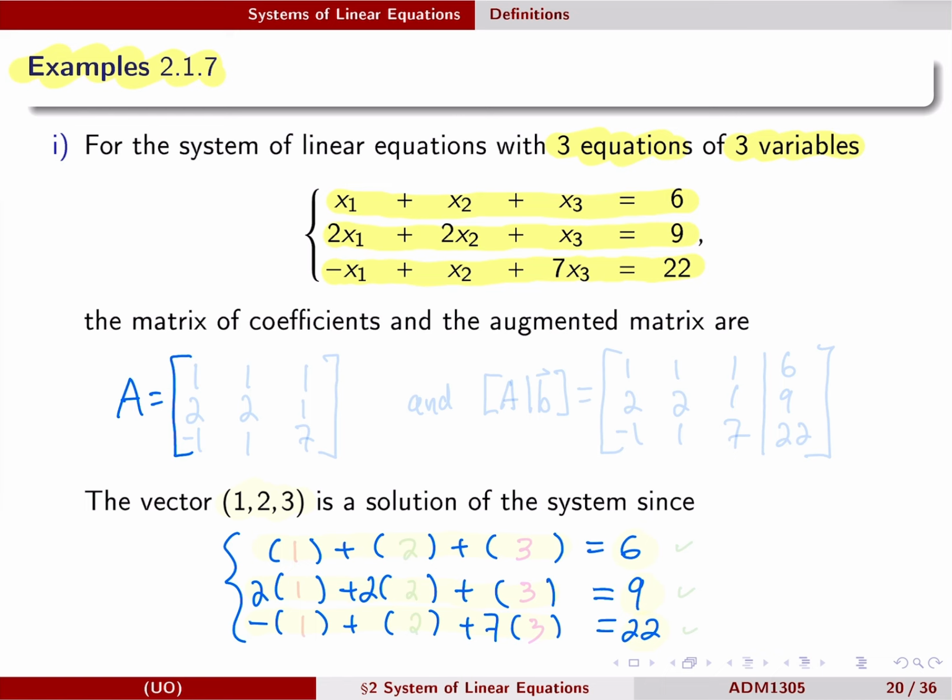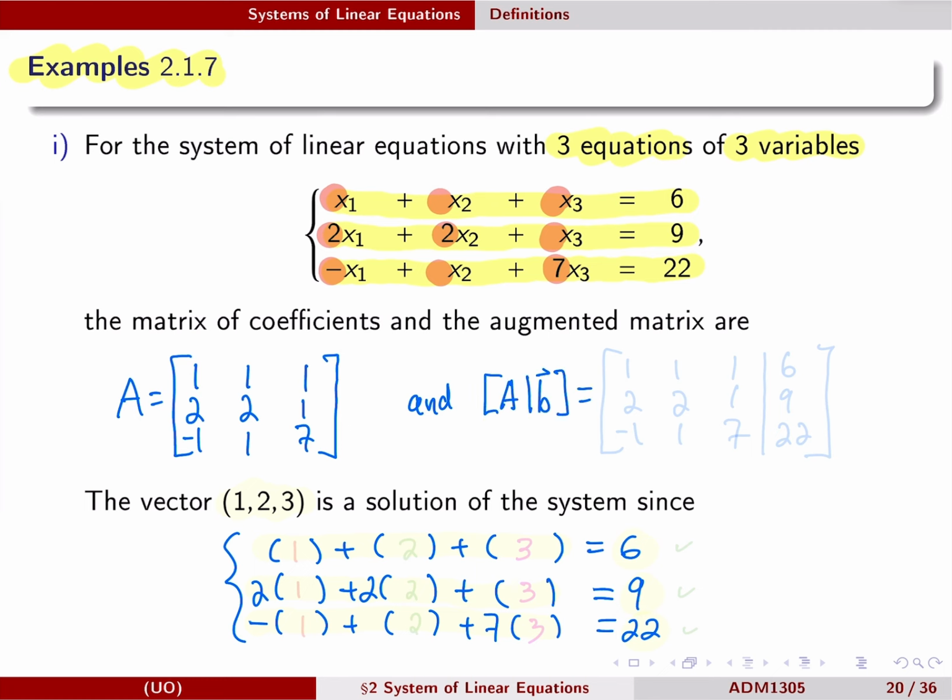If you read the coefficients of x1, x2, x3 for the first equation, we get 1x1 plus 1x2 plus 1x3. So we have 1, 1, 1. Then for the second equation, we have 2x1 plus 2x2 plus 1x3. And finally, we have minus 1x1 plus x2 plus 7x3. That's my coefficient matrix. And then for the augmented matrix, A augmented by B.